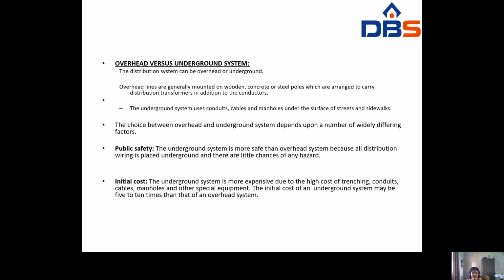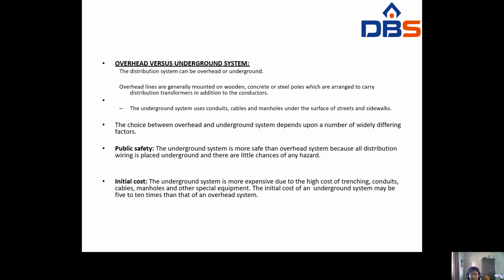The choice between the overhead and underground system depends upon a number of widely differing factors. To choose whether you require the underground system or the overhead system, it depends upon a number of widely differing factors. See, here we have to see what the factors are that differentiate the overhead and underground systems.